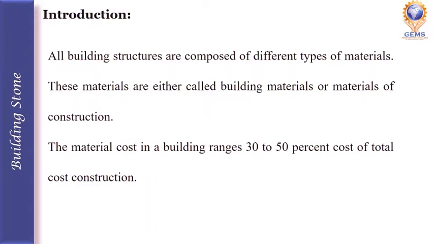Building materials cost 30 to 50% of the total cost of construction. In addition to material economy, the correct use of materials results in better structural strength, functional efficiency, and aesthetic appearance. There are different types of masonry materials: stone masonry, brick masonry, and cement mortar masonry. Today we are going to see about stone masonry in this video.